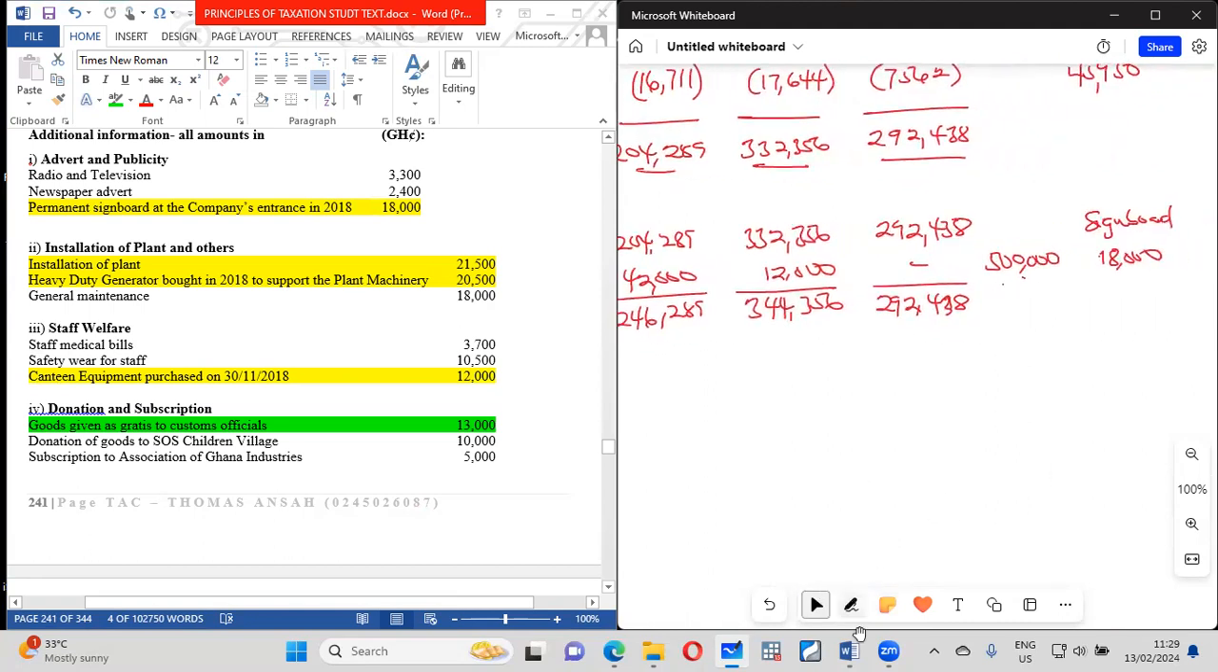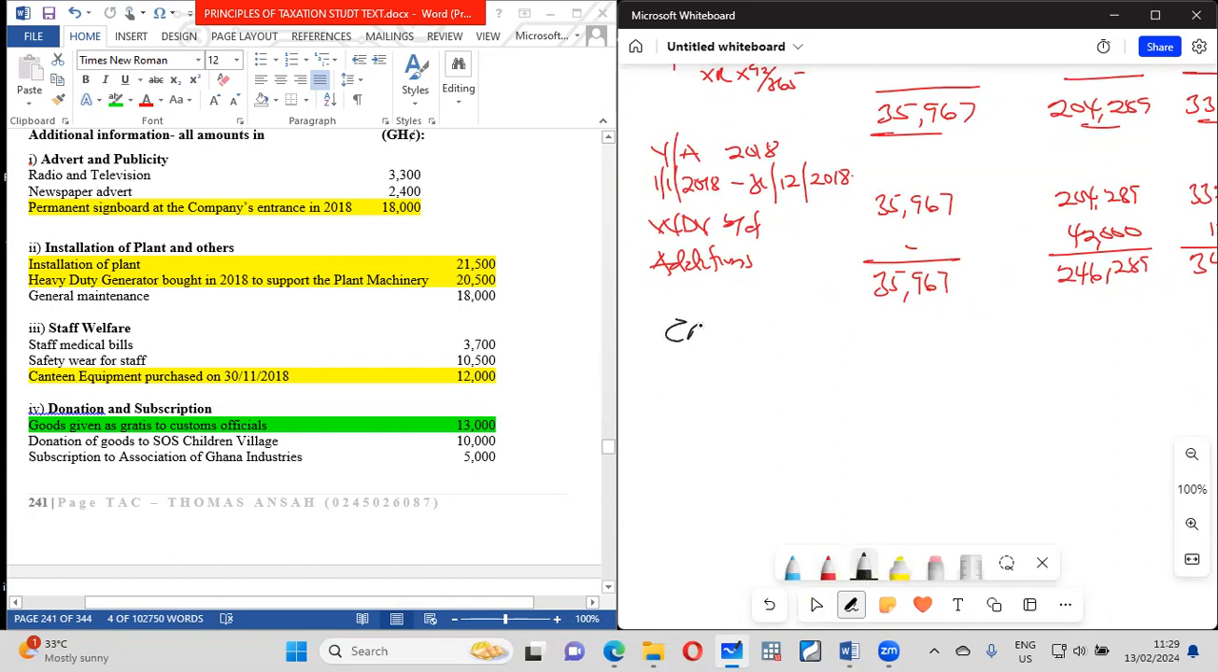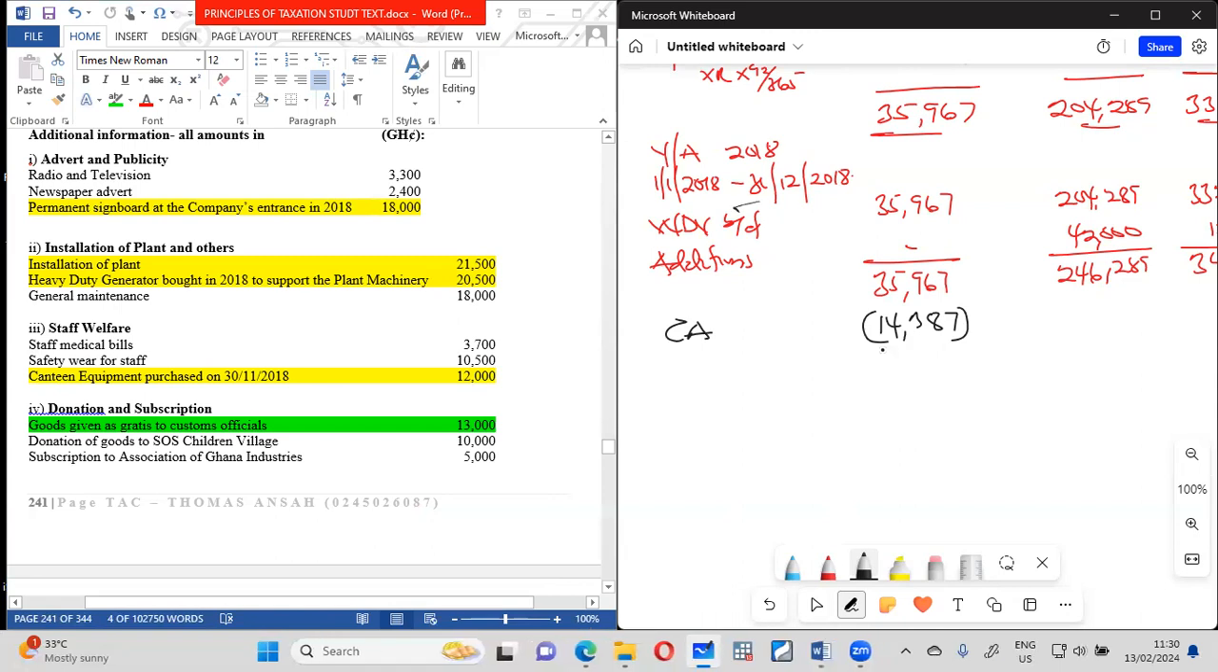Because if you don't take care, you might go and use reducing balance for them. So capital allowance: for this one, it will be 40% reducing balance. So 0.4 by 35,967 gives me 14,386.8. Let's round it to 14,387. Immediately, the question said I should calculate capital allowance. It didn't say I should do the entire table, so I can even stop here. The other ones are not necessary.